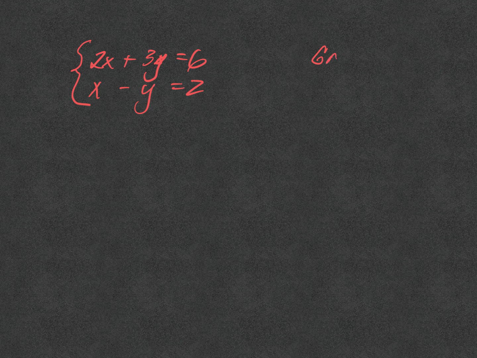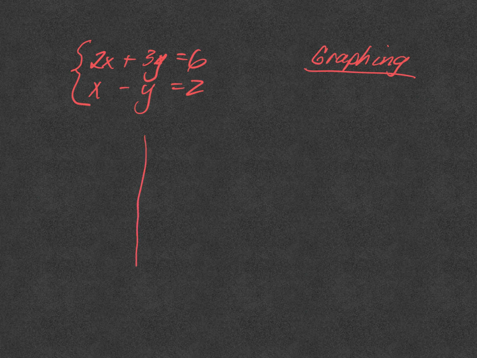Let's get started. First of all, a system of linear equations is essentially two equations like this. When you have a system of linear equations, you essentially have two linear equations and you're looking for their solution. And one of the ways we can find a solution is by graphing the system.